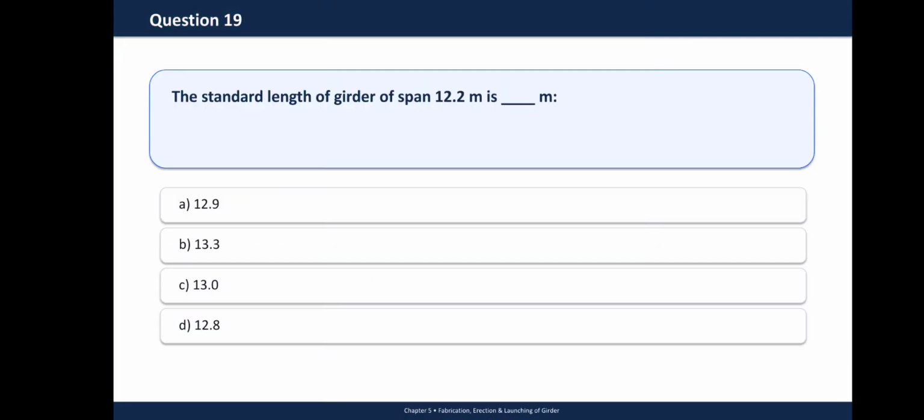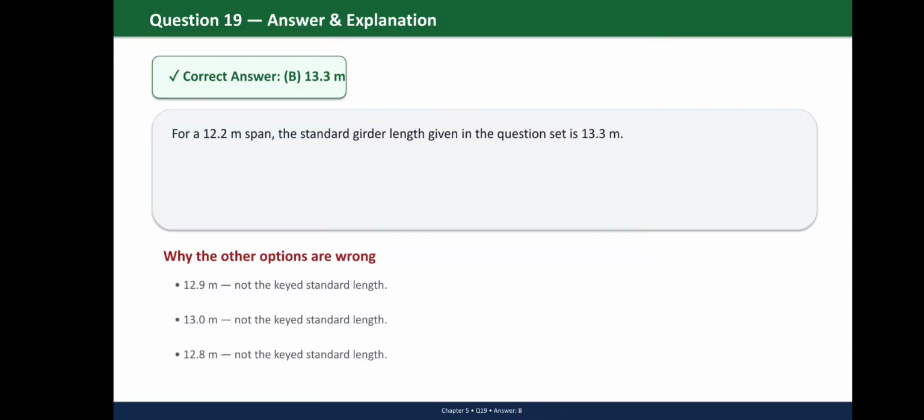Question 19. The standard length of girder of span 12.2 meters is blank m. Options: A. 12.9, B. 13.3, C. 13.0, D. 12.8. Correct answer is B. 13.3. Explanation. A steel girder designed for a 12.2 meters span has a standard overall manufactured length of 13.3 meters.